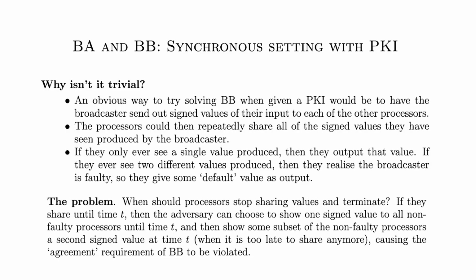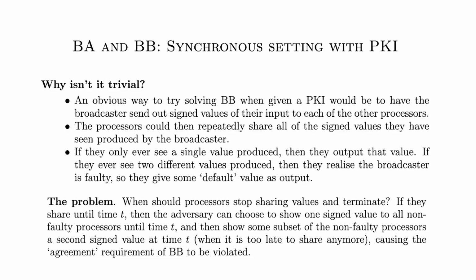Hopefully it's also fairly clear what the problem with that is. The problem is, when do we stop sharing values, right? So we share values up until time t, then what the adversary can do is show everybody one particular value up until time t, and then at time t, when it's too late to share anymore, he suddenly shows some subset of the honest processors two different values. Then some of them would go to the default value, some of them might give another value, and you've broken the agreement property. You see that? So the problem is, when do we stop sharing values? Basically, wherever you put the cutoff, the adversary can start playing games with showing different processes different things at that exact cutoff.